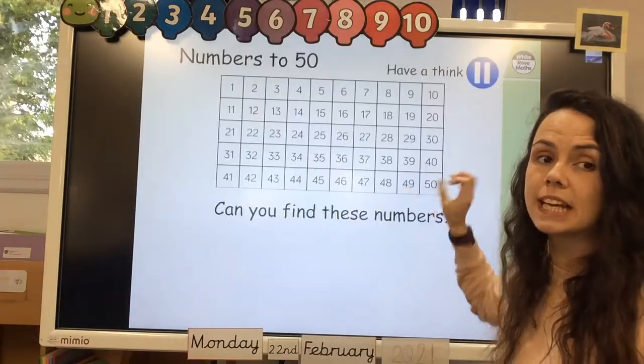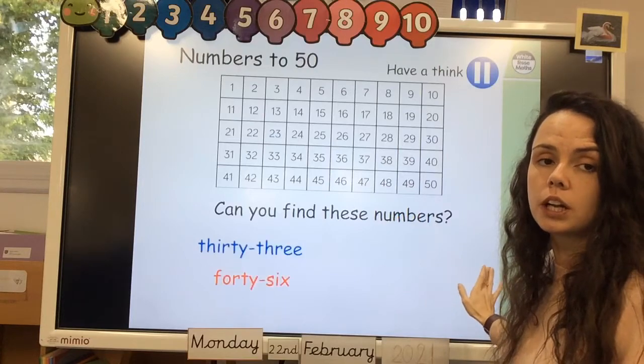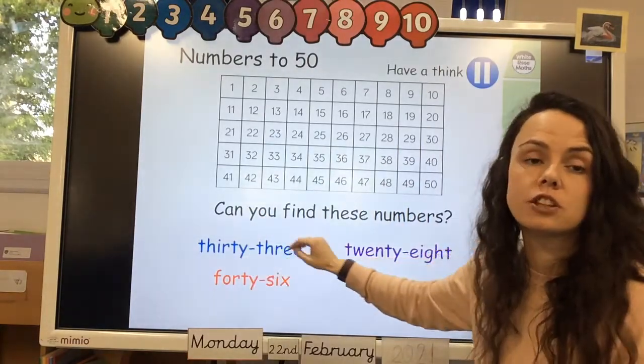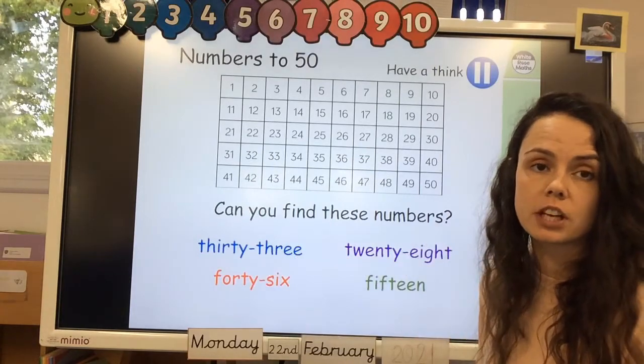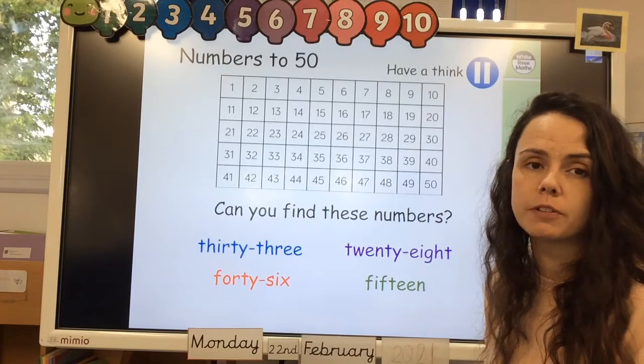Well done. Okay, so here we've got our number square, and they're going to ask us to find some numbers. So these are the numbers they want us to find. So our first one is 33. Can you have a go at finding 33 on your number square, please? Just put your finger on it when you find it.